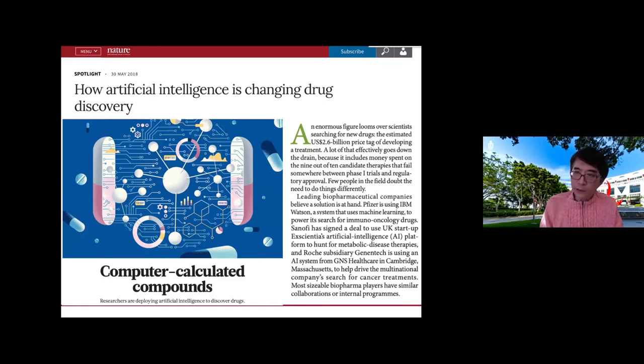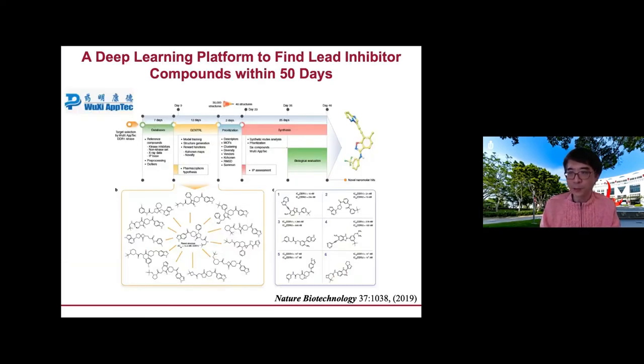Using computers and artificial intelligence based algorithms, you can help accelerate drug discovery. I'll leave the details to Professor Sun, but I just want to show you one example here. This is a very exciting recent work from a pharmaceutical company from China, WuXi Tech, in collaboration with a few other groups.